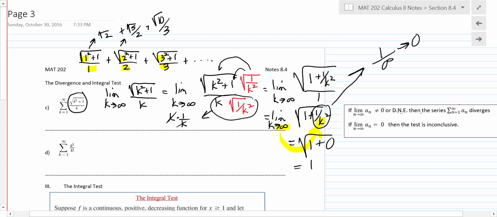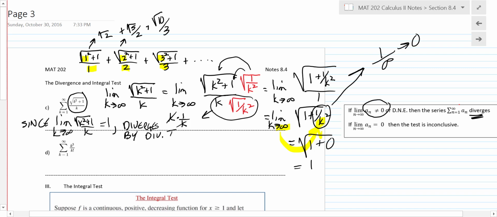So what you would conclude then, if you look at your divergence test, if the limit's not equal to 0, you're going to conclude that it diverges. So what you would say on this is, since the limit as k goes to infinity of the sequence square root of k squared plus 1 over k is equal to 1, then you would say it diverges by the divergence test, like that.